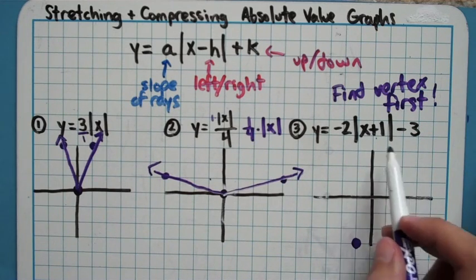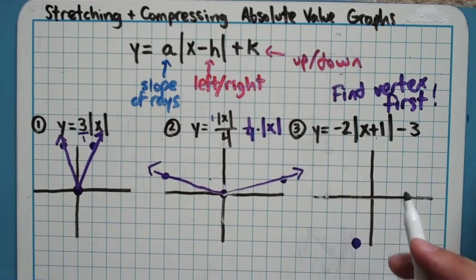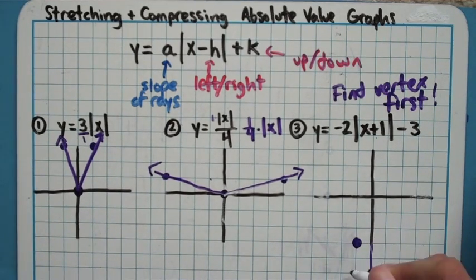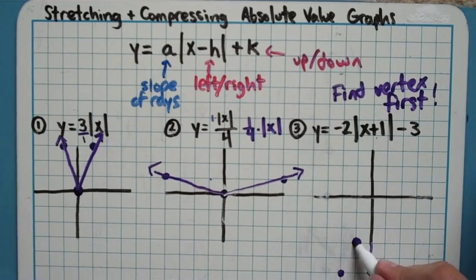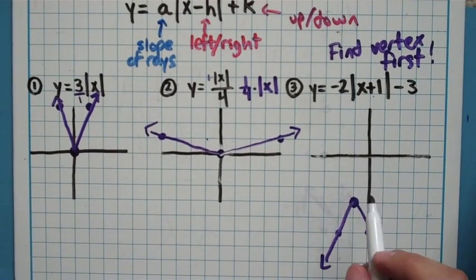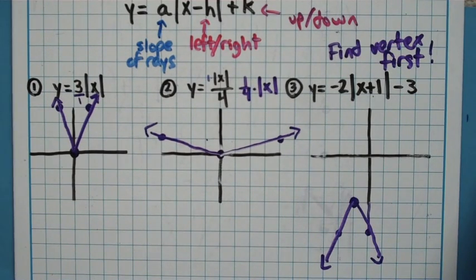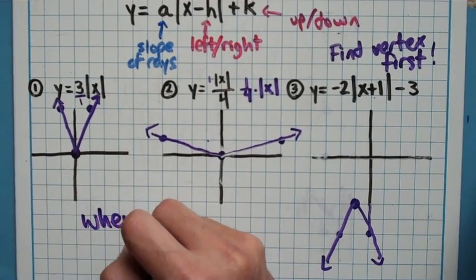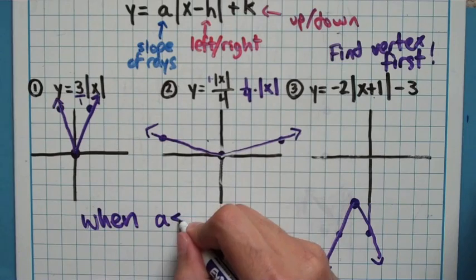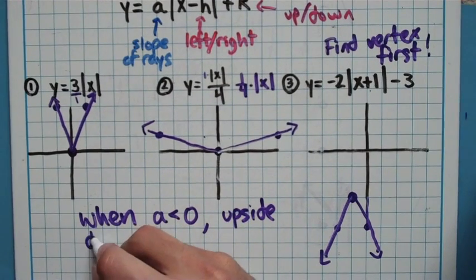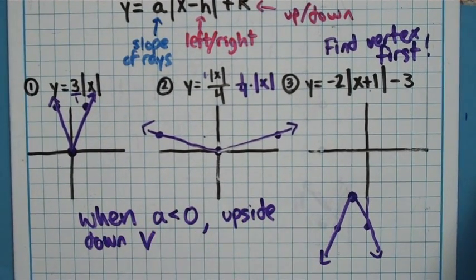Once your vertex is in place, all we need to do is figure out the slope. This one is a -2, so I'm going to be going down 2 over 1 in each direction. So I get 2 points right there. My graph's probably going off screen. Let me check that. Yeah, it's a little bit too far. I got my vertex. I went down 2 over 1 each direction, made my points, and I got my graph. So when you see a negative out front, that's worth writing down. When a is negative, another way of writing that is when a is less than 0, it'll be an upside down v. And that's how you graph an absolute value.